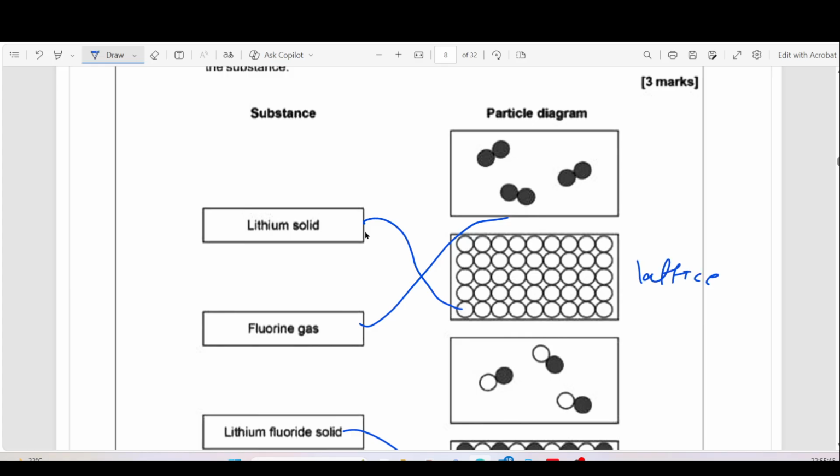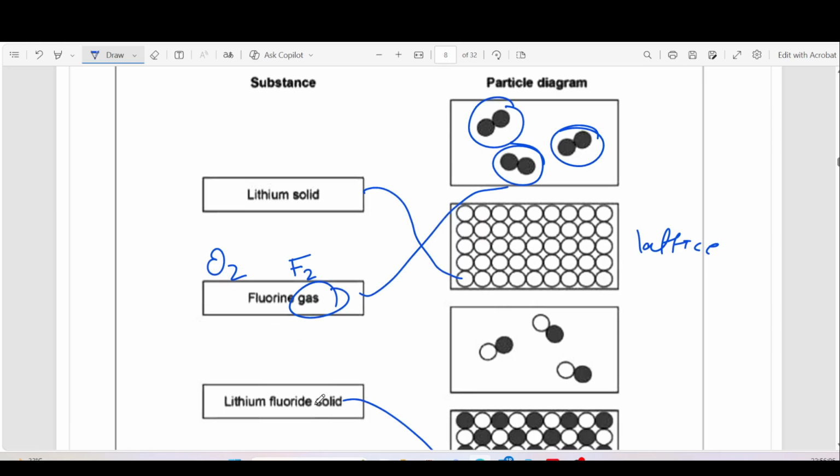Then fluorine gas is this one. Fluorine is a diatomic element. Fluorine gas means F2, like oxygen is diatomic oxygen gas. So its atoms travel in pairs. You can see there are two atoms, right? And they are far apart, these molecules. So that is showing that they are gas.